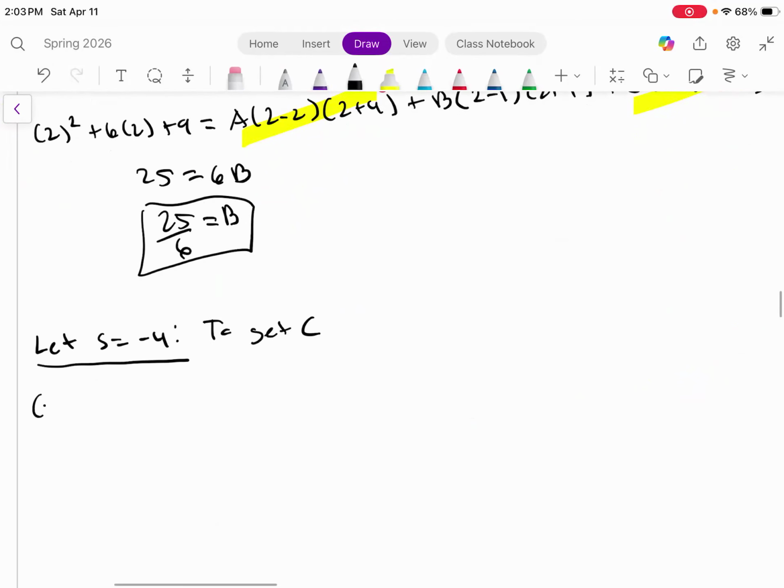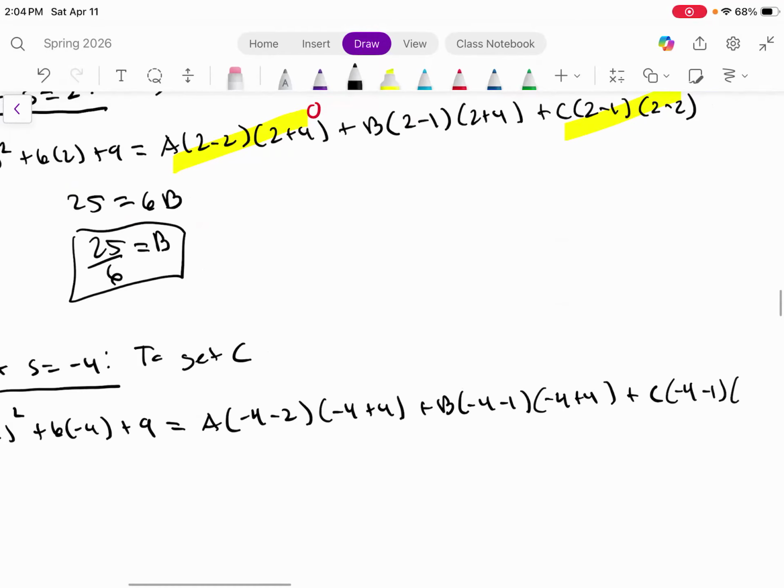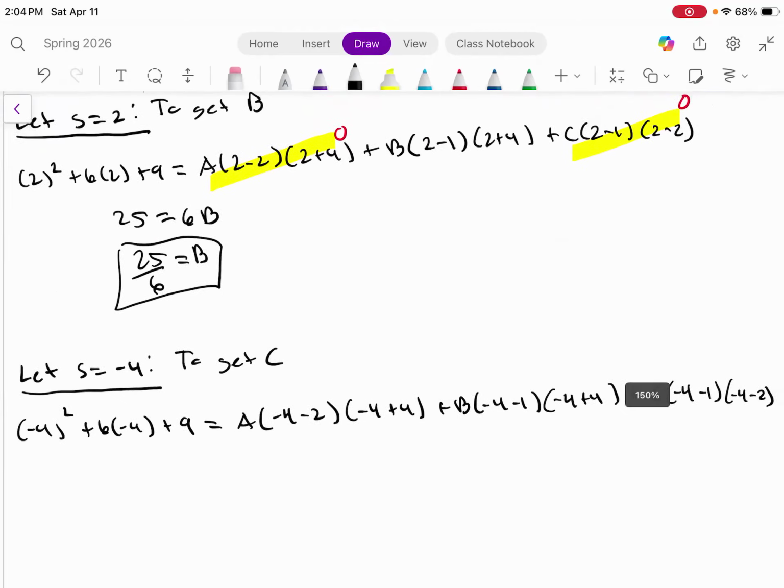So -4 squared plus 6 times -4 plus 9 equals A times (-4 minus 2)(-4 plus 4) plus B times (-4 minus 1)(-4 plus 4) plus C times (-4 minus 1)(-4 minus 2). Okay, so A and B both go to 0.